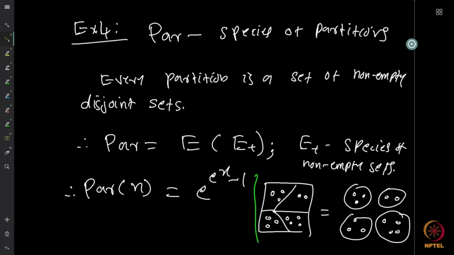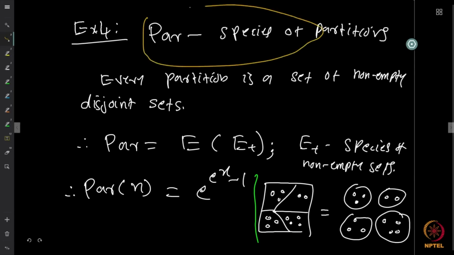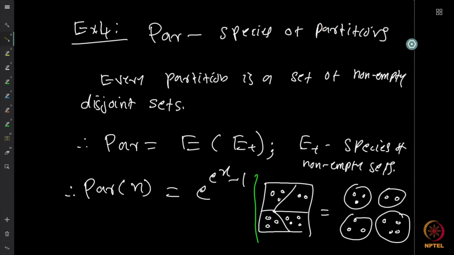This thing shows us that the method of species can be quite convenient to come up with these kinds of generative functions. If somebody is asked to just find the generative function for the species of partitions, it may not be as easy as this.